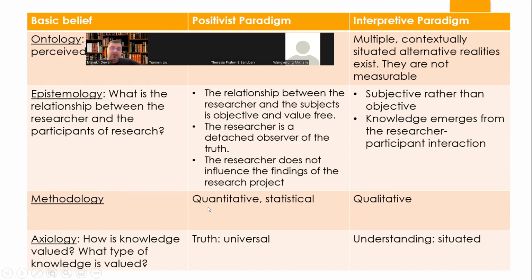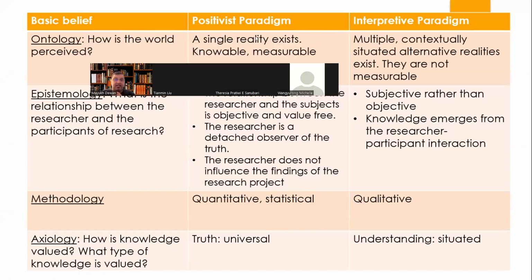Methodology: positivist people use quantitative work and statistical analysis tools. We do qualitative work. Axiology is how knowledge is valued, the type of knowledge they have. Positivist people say knowledge is universal. Universal basically comes from a single reality, because they see the world as a single reality. They say that whatever knowledge they produce is universal. But qualitative researchers say there are multiple realities. That means the knowledge produced is situated in different places.